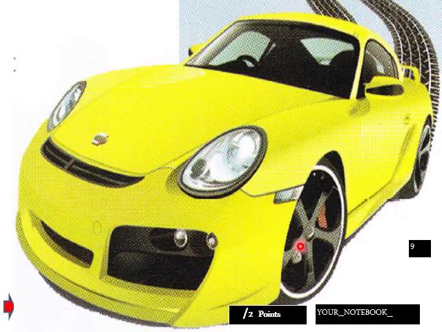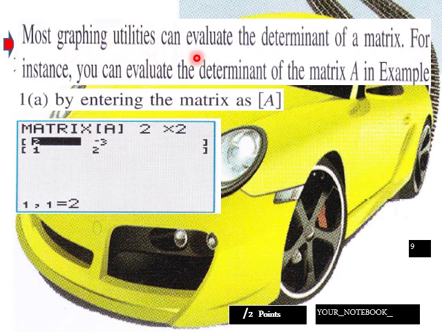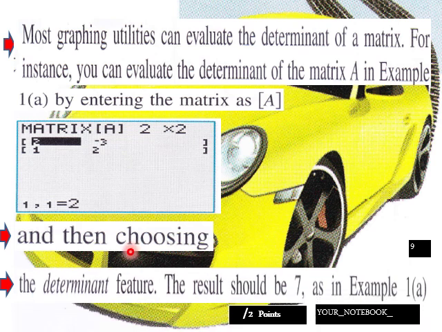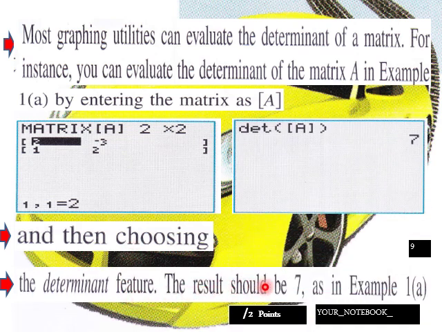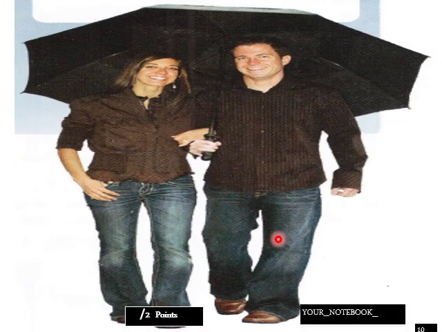Okay, going into page 9, it goes in your notebook. Most graphing calculators can evaluate the determinant of a matrix. For instance, you can evaluate the determinant of matrix A in example 1A by entering the matrix A, which is a 2 by 2, where row 1, column 1 would be 2. Then choosing the determinant feature, the result should be 7, as in example 1A. So determinant A would equal 7. That would be a screenshot for your calculators.